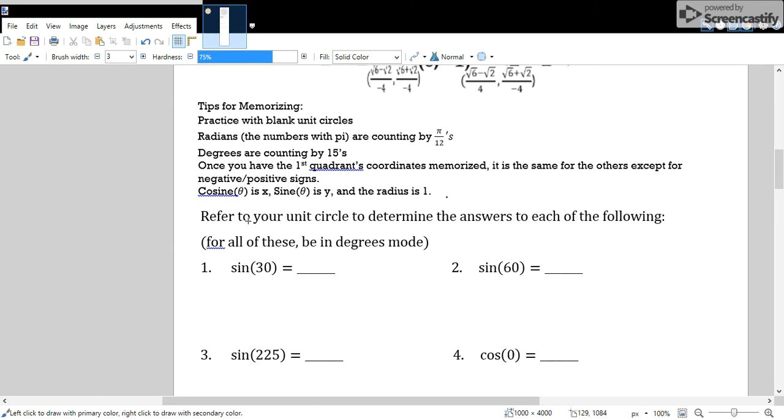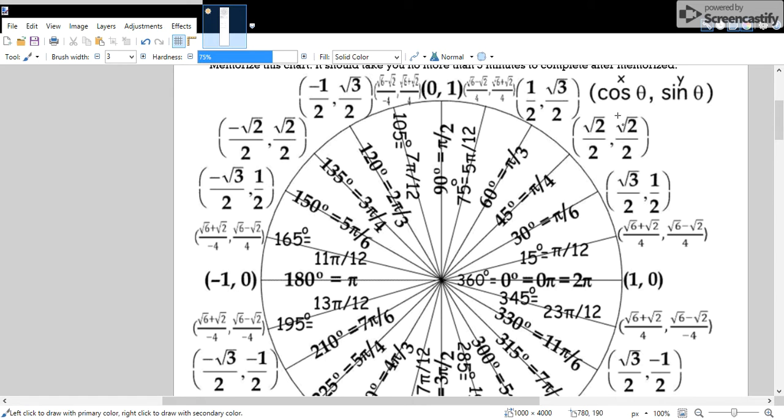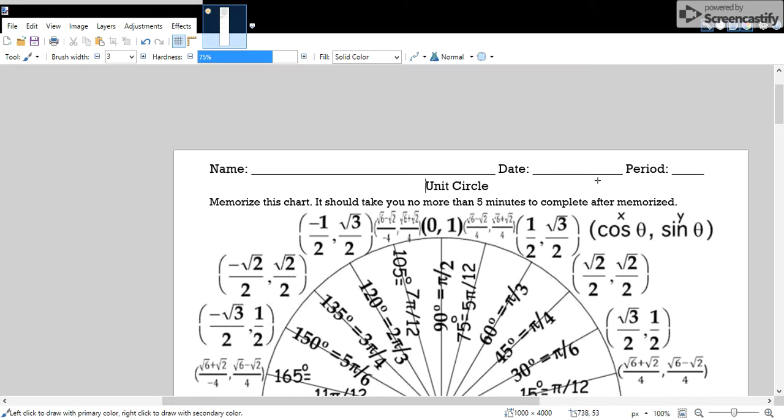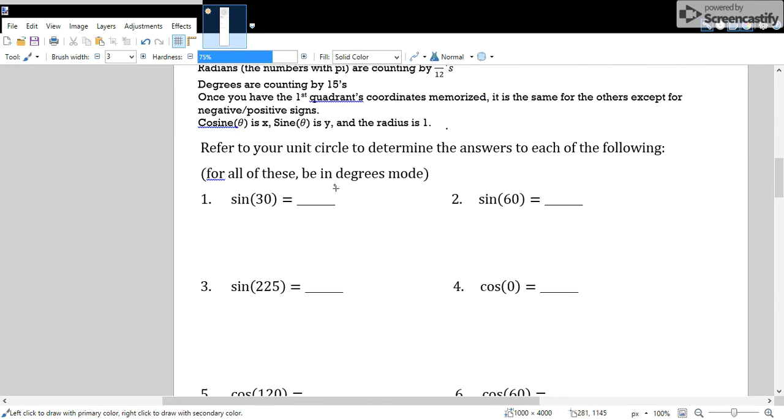So, if you turn it over to the back, refer to your unit circle to determine the answers to each of the following. There is a blank unit circle. Go ahead and fill out each of those with the numbers that are in the front page. But for now, we're just going to go ahead and skip to number 1, sine of 30 degrees.